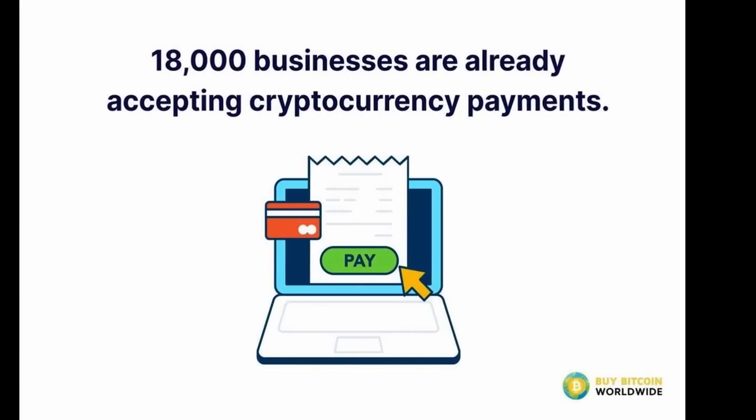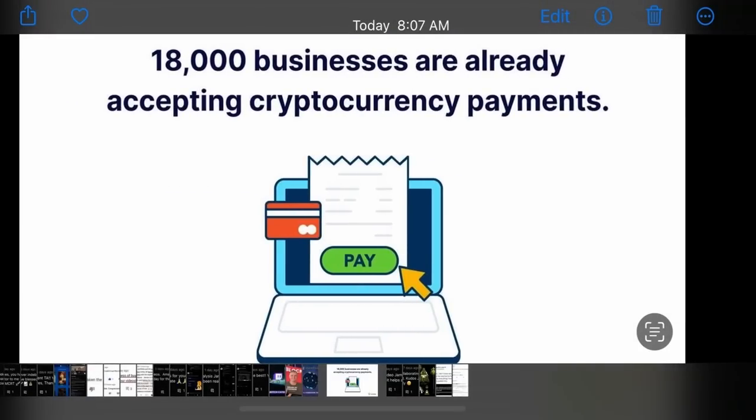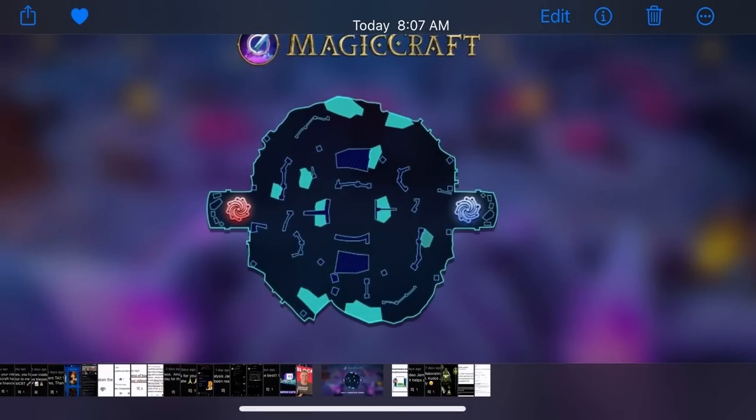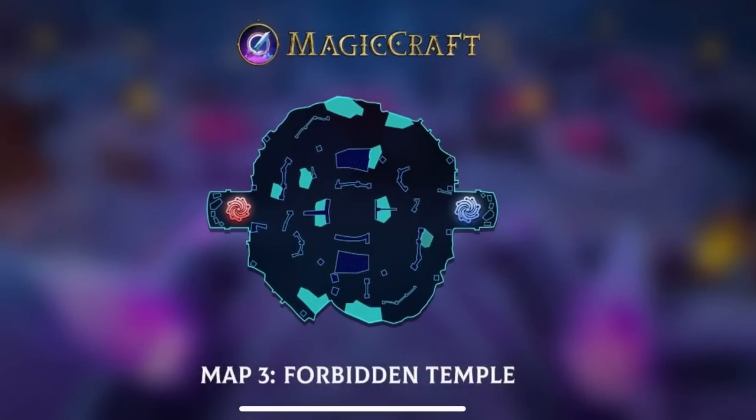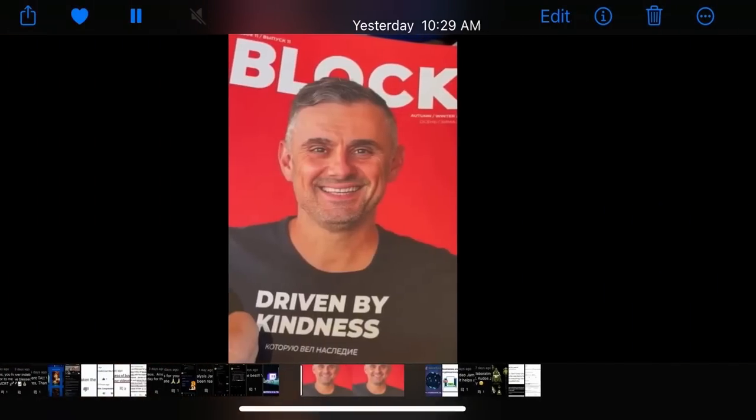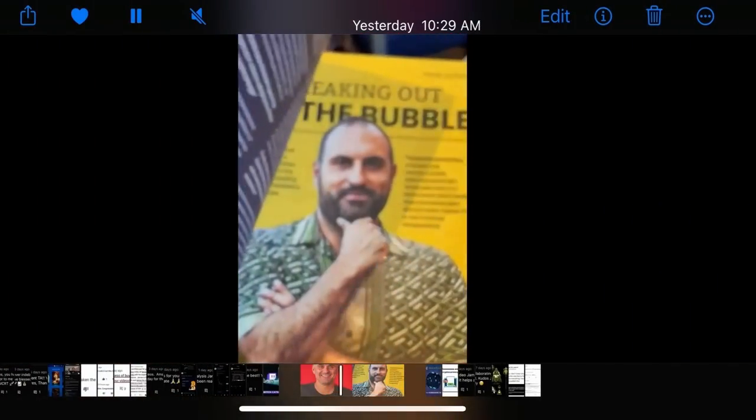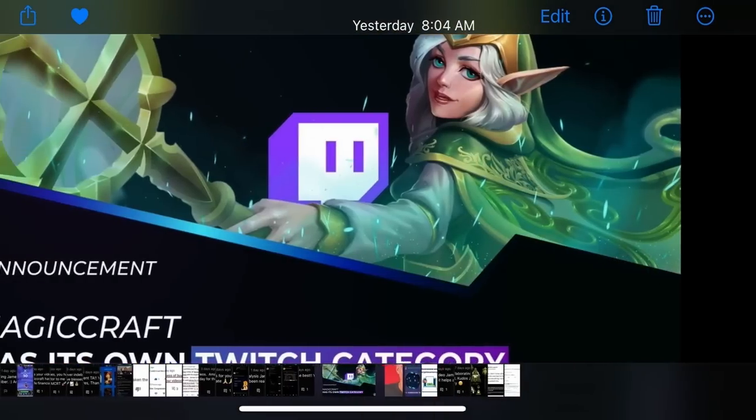It helps a lot. 18,000 businesses are already accepting cryptocurrency payments now. This is one of the maps, the new maps in Magicraft, the Forbidden Temple. I think it's an existing map. This was me on a magazine with Gary Vee was also in this magazine explaining crypto.